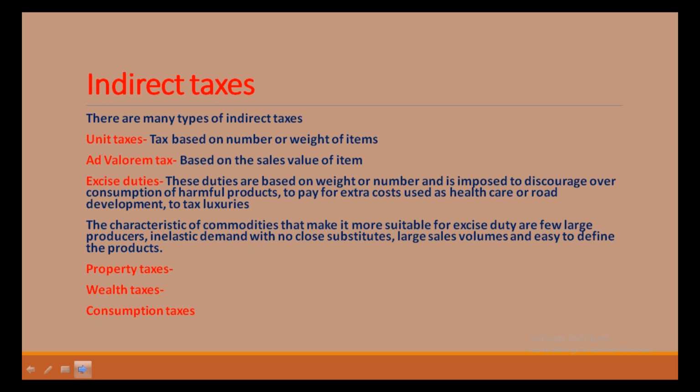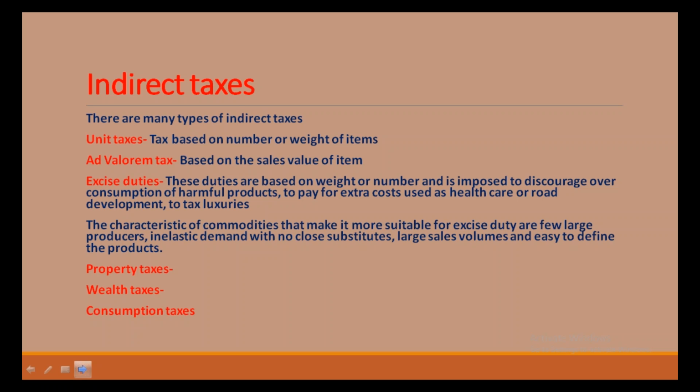call indirect taxes. Anything that is not based on profit tax is what we call indirect taxes. There are many indirect taxes that they have put up. Number one is what we call unit taxes. It is not based on your profit, it is based on the number of weights or items.